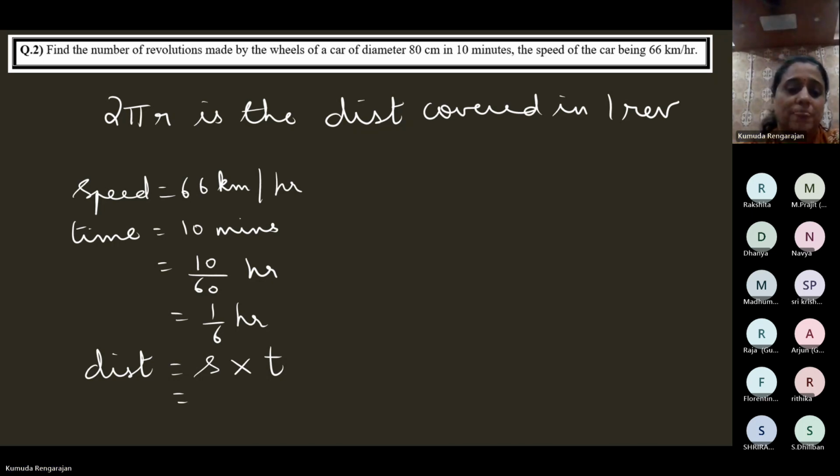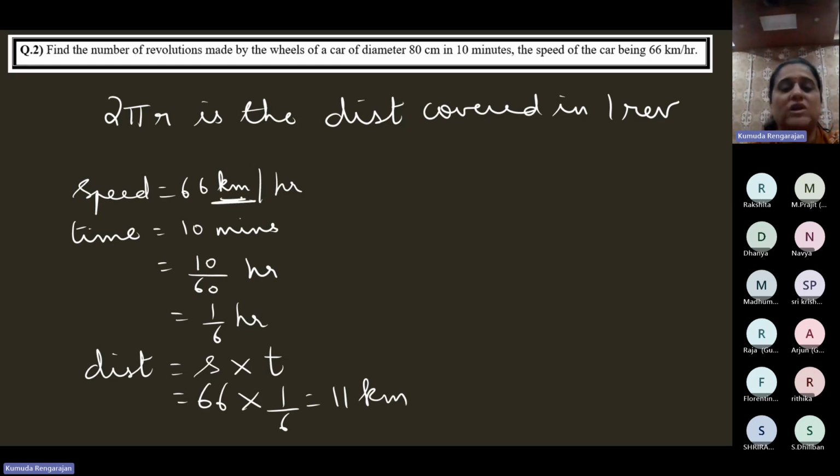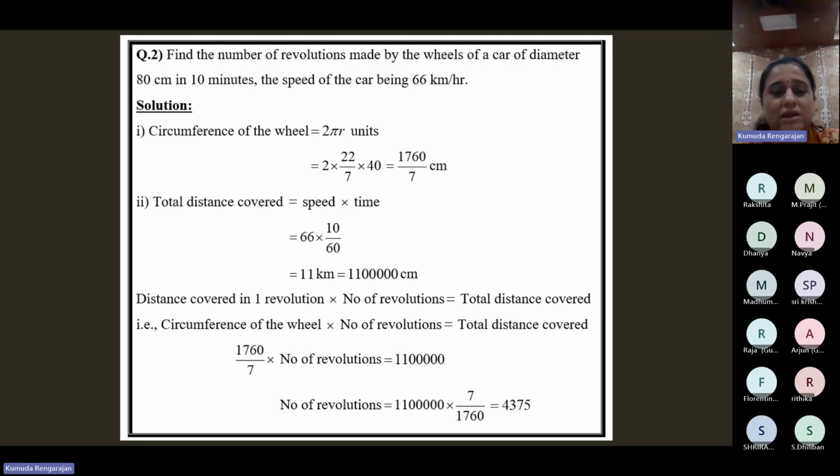Kilometer. So 66 is the speed, time is 1/6. So on simplifying, 11 kilometers, because in speed we have kilometers. So 11 kilometers is the distance. Now when you find the 2 pi r, I'll just copy the answer from here. What do you get? 2 pi r, 1760 by 7 centimeters.